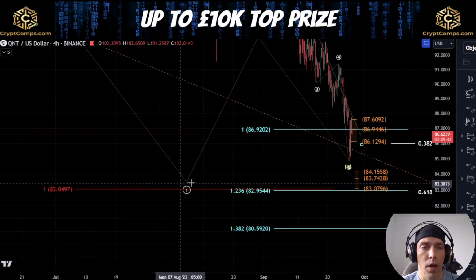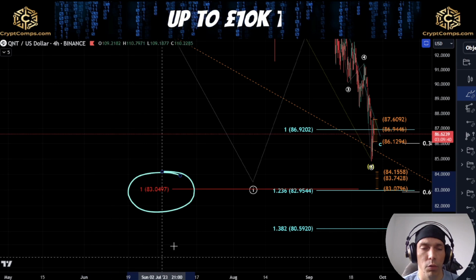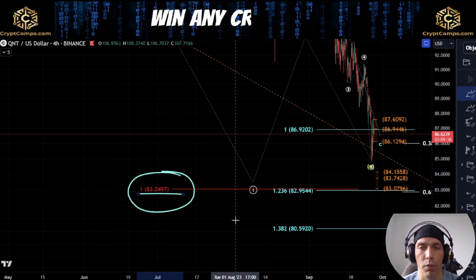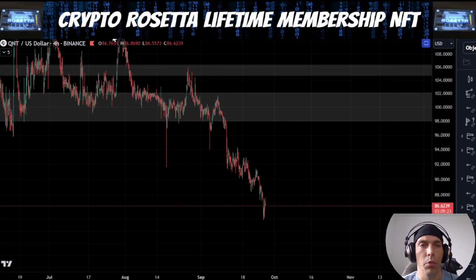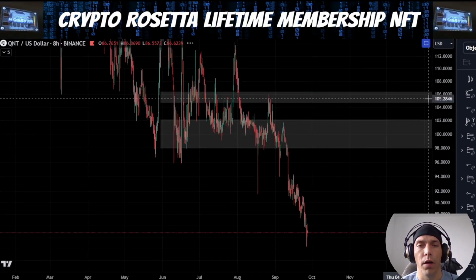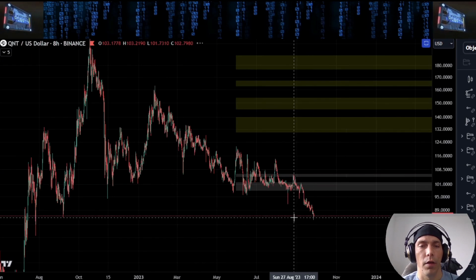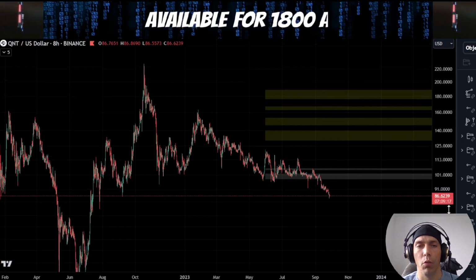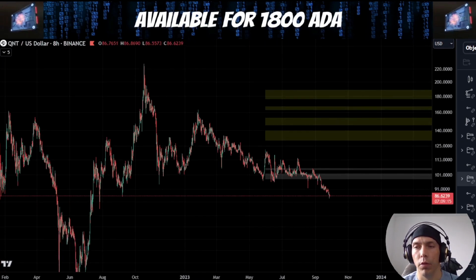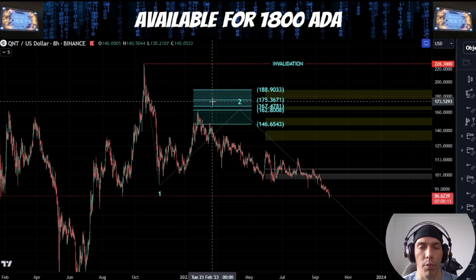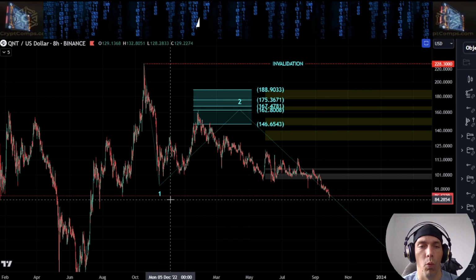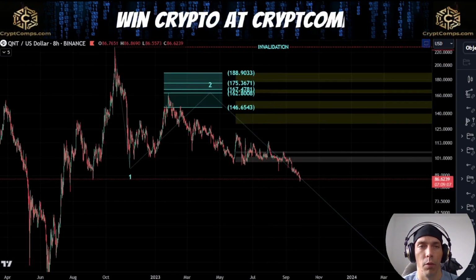But like I said, if we start to move down past this 1-to-1 level of 83.04, then the other alternatives start to come into play. What we need to be careful of on the higher time frame is that we are also looking for that more bearish potential, where we could be looking for a break to the downside, where this is either A, B, and then we're looking for a C wave, or 1, 2, and we're looking for this as a wave 3.